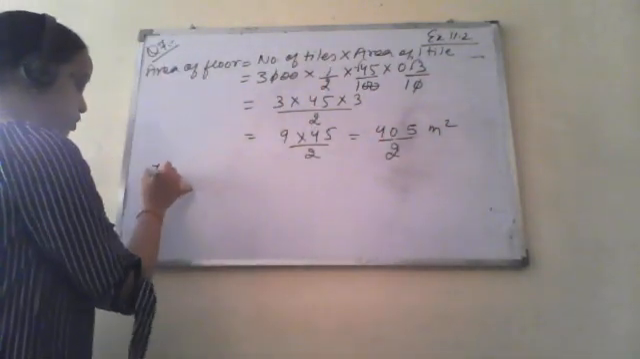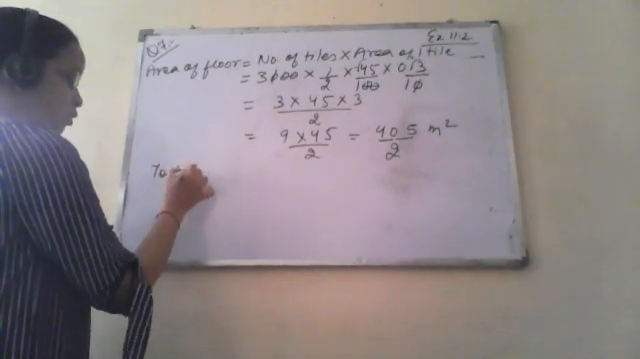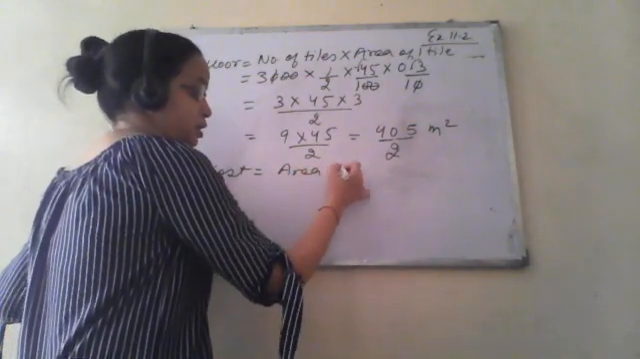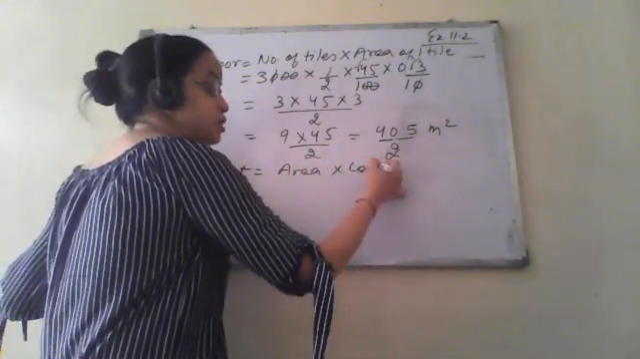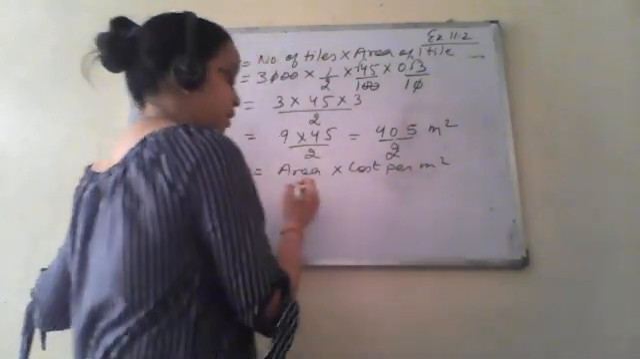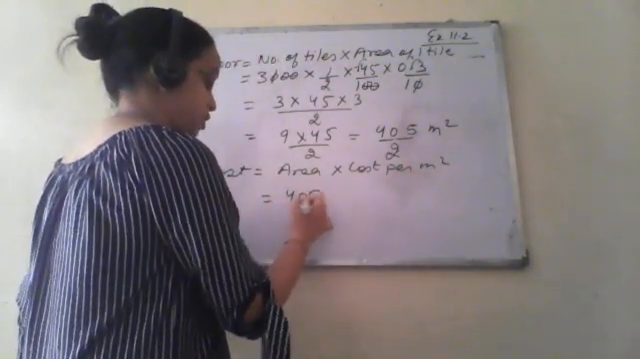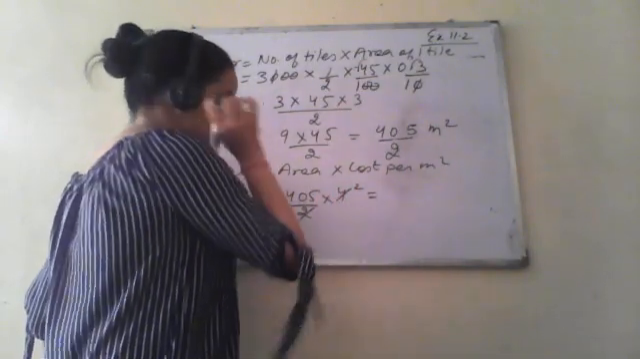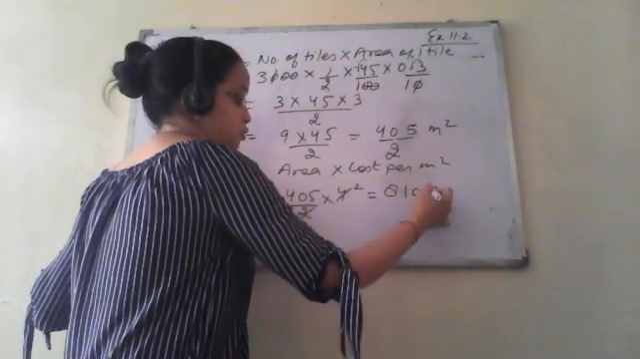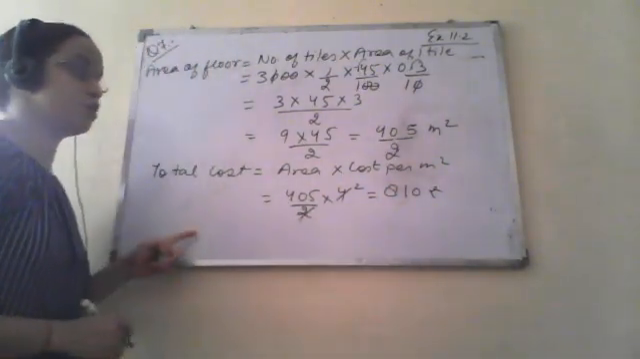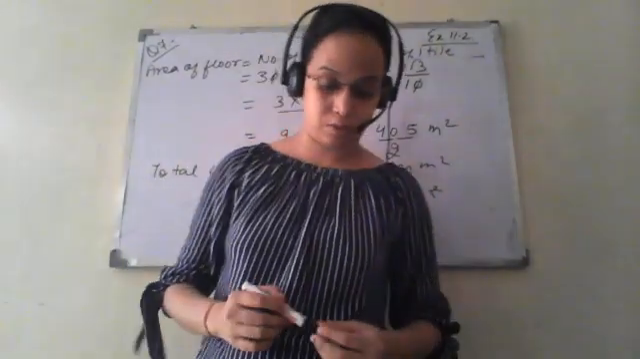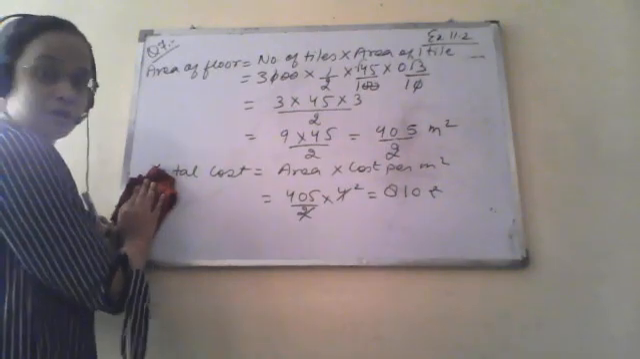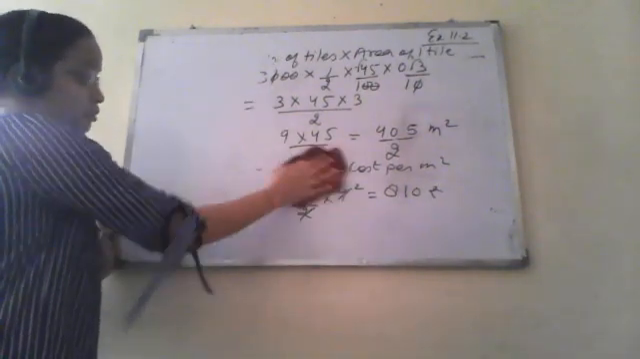So the total cost will be area into cost per meter square. So area is 405 upon 2 and the cost of 1 meter square will be 4. So this is 810 rupees. So 810 rupees is the cost of this floor. Clear? I hope this is clear. So we'll move to the next question.